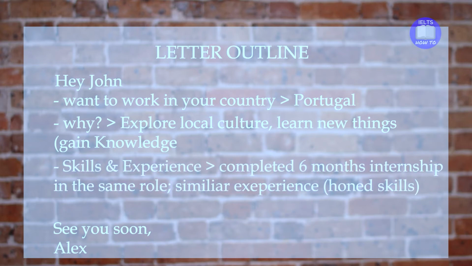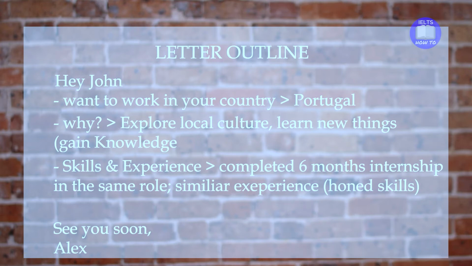On the next line of the skeleton of our letter, you can see I literally wrote skills and experience, because I want to answer all the sub-questions to make sure I'm getting the maximum marks in my task achievement. And as you can see again on your screen, some of the ideas we wrote are: completed 6 months internship in the same role, or similar experience. But again, we want to start thinking ahead, right? I don't want to just use simple words and say similar experience.